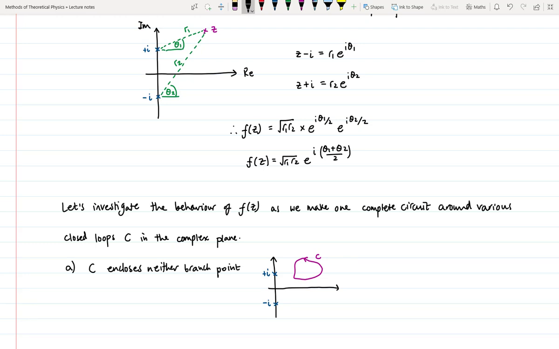If we now consider what happens to the angles θ1 and θ2 as you move the point z around this closed circuit C, it's straightforward to see that the angle θ1 after a full circuit returns to its original value. And similarly for θ2, it also returns to its original value. This means that our function f of z, if we look at the expression that I've labelled with asterisk, doesn't change. The function returns to its original value after one circuit.